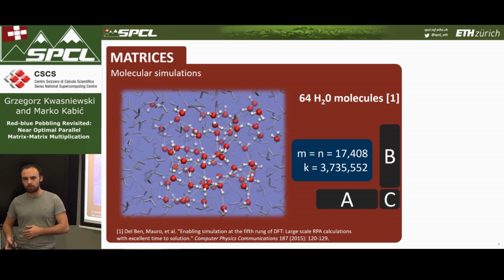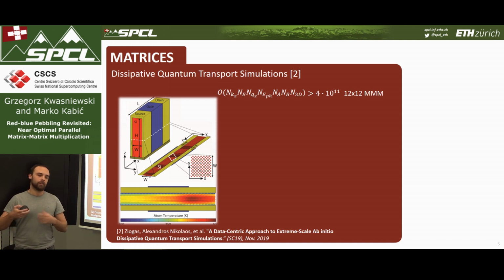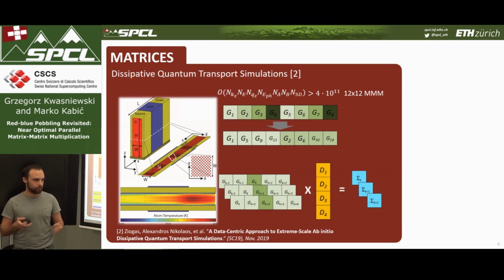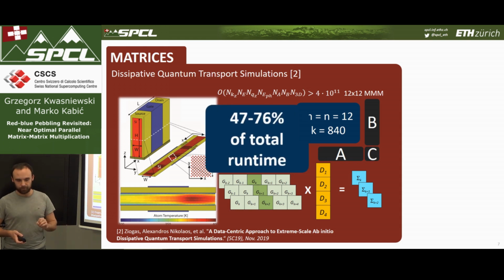The other side of the spectrum would be, for example, positive quantum transport simulations. Here, to simulate, among others, heat dissipation in modern FinFET transistors, the algorithm multiplies very small matrices, just 12 by 12. But to do so, one needs to multiply them more than 100 billion times. To get a decent performance, the matrices are strided and combined to form again these tall and skinny matrices, but still very small. And this kernel alone can take more than 70% of the total runtime.